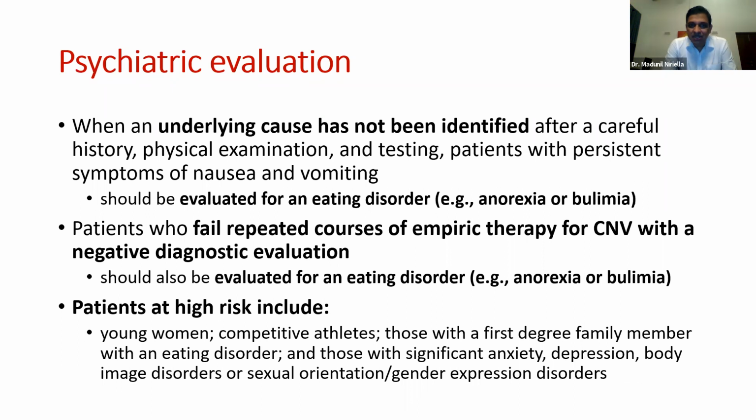Patients at high risk of these eating disorders are young women in competitive athletics, those with first-degree family members with eating disorders, and those with significant anxiety, underlying depression, body image disorders, or sexual orientation or gender expression disorders.